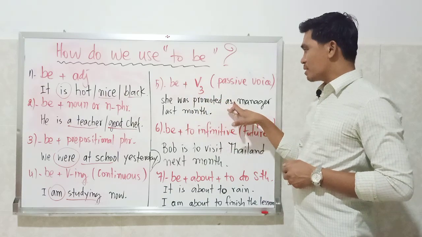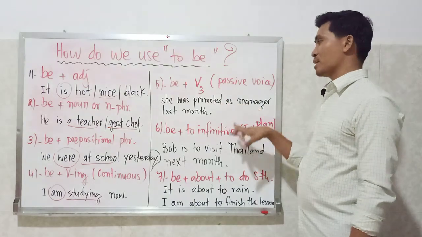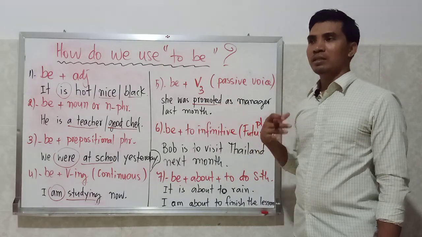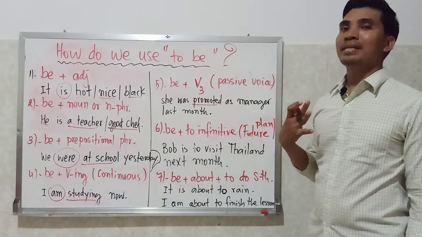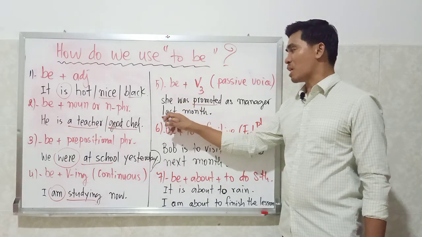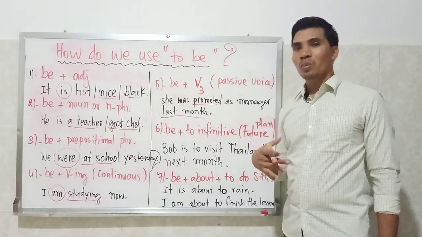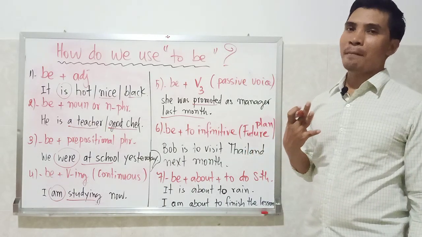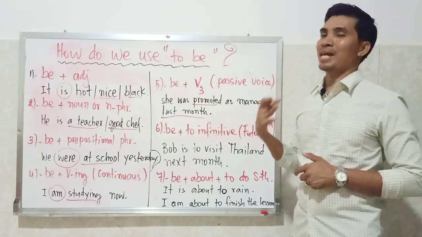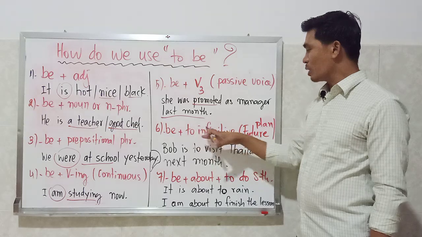She was promoted as manager last month. Okay, so the word promoted is the word past participle of promote. Okay, so verb to be was, because we have time expression last month. So in this case, you call it passive voice. Again, when verb to be used with verb past participle, or you can say verb to be plus verb 3, that is passive voice.